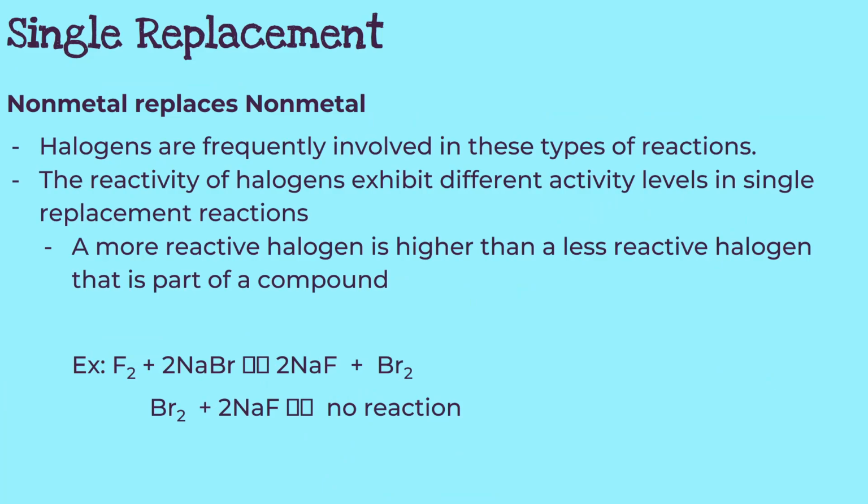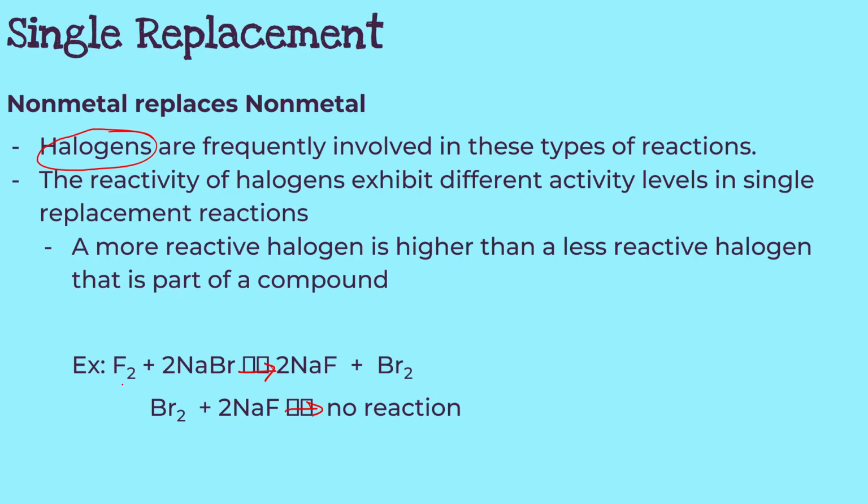Our last possibility before we look into our activity series is our non-metals. Those can react together as well. They can kick each other out. And this is typically going to be our halogens. Those are really the only ones that we're going to focus on in your class. So the reactivity of your halogens is exhibited by different levels in single replacement reactions as well. The more reactive halogen is higher than a less reactive halogen within the compound.